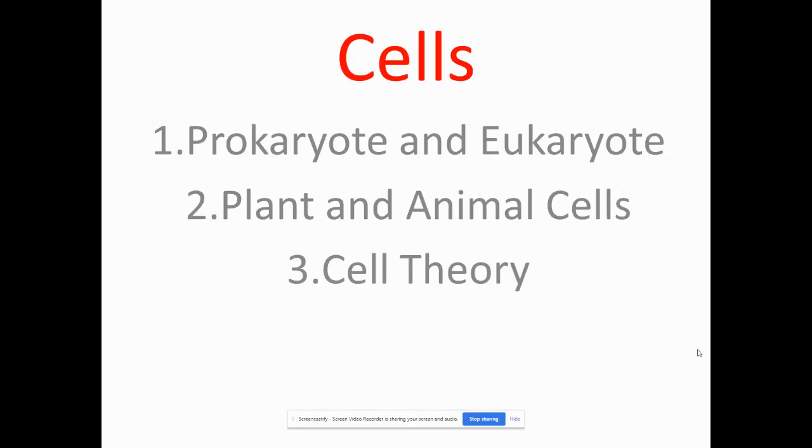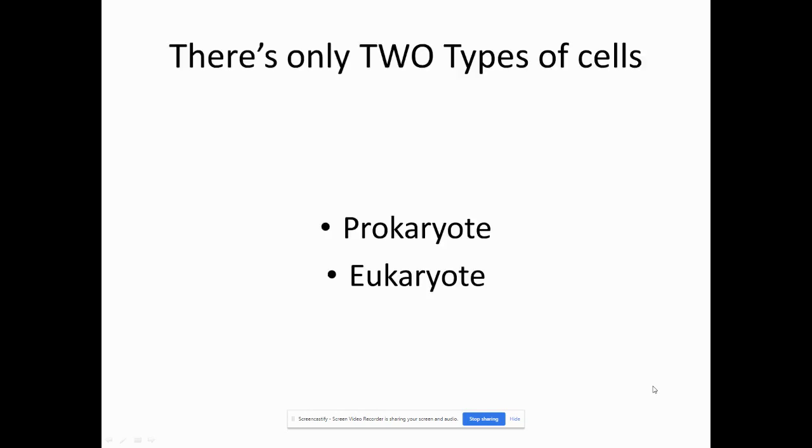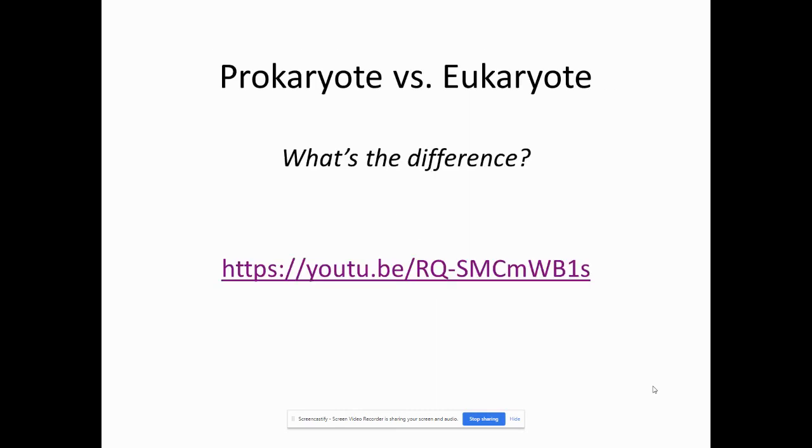Cells. We're going to talk about prokaryotic and eukaryotic cells, plant and animal cells, and cell theory. There are only two types of cells, prokaryotes and eukaryotes. Prokaryotic cells and eukaryotic cells. Prokaryotic versus eukaryotic. What's the difference?